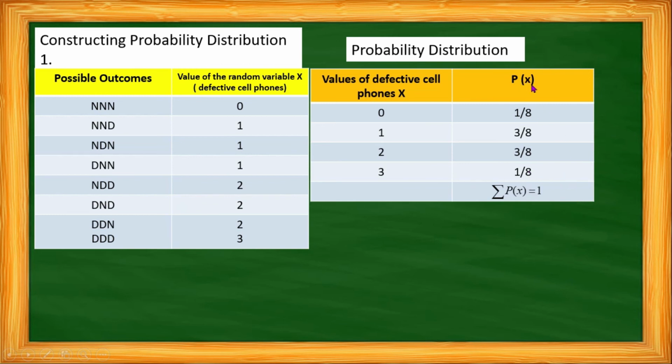In probability, the sum of the probabilities is equal to 1. If this is not 1, it means you have something wrong in the table.